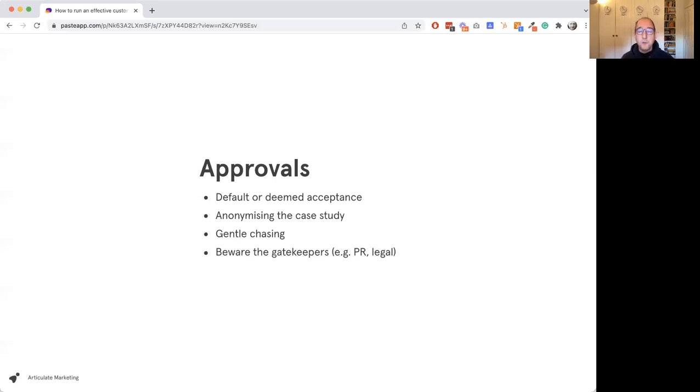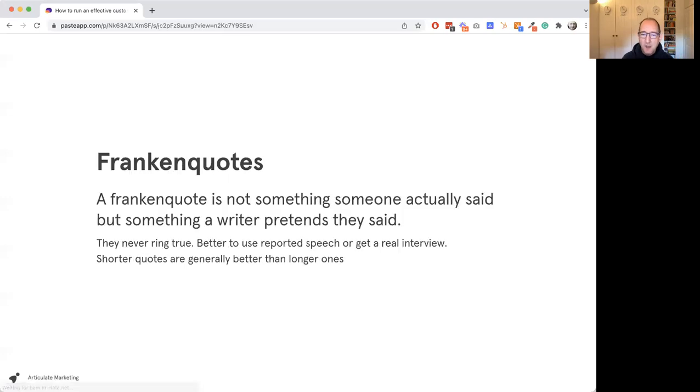And ideally you want to find somebody in your client organization who is empowered to approve the case study and to give you the interview. And if you've pitched it right and you're talking at the right level, it's usually somebody who can override the gatekeepers, ideally.